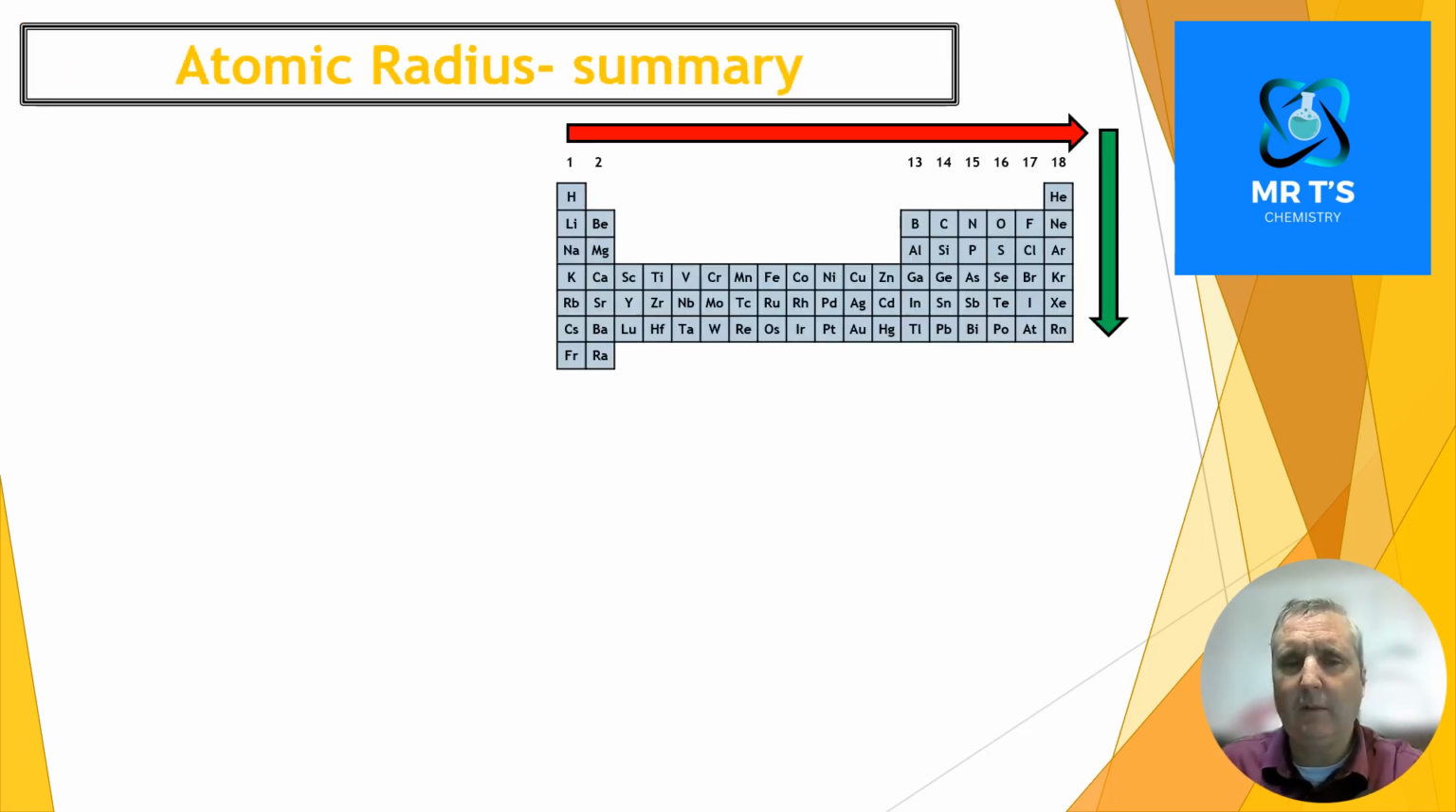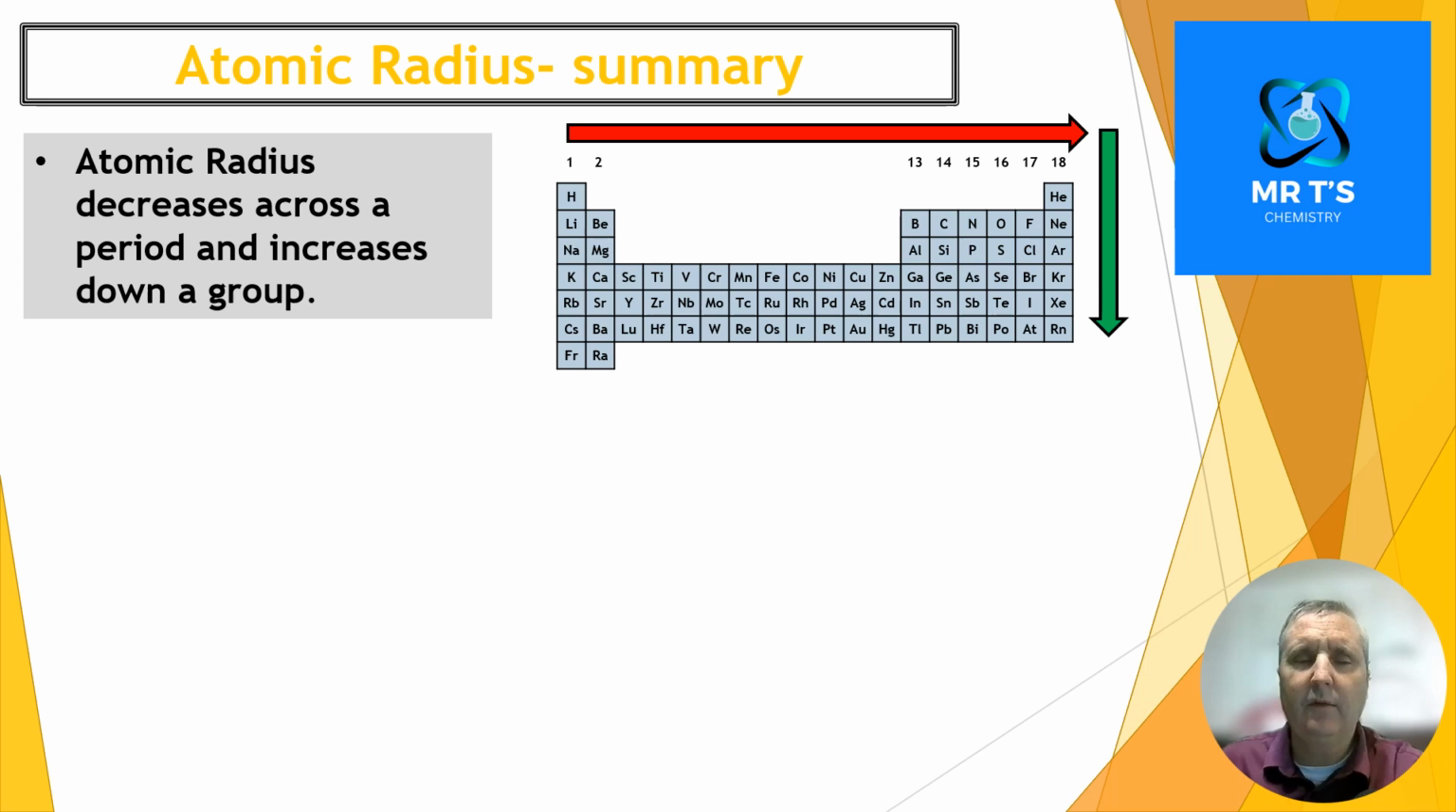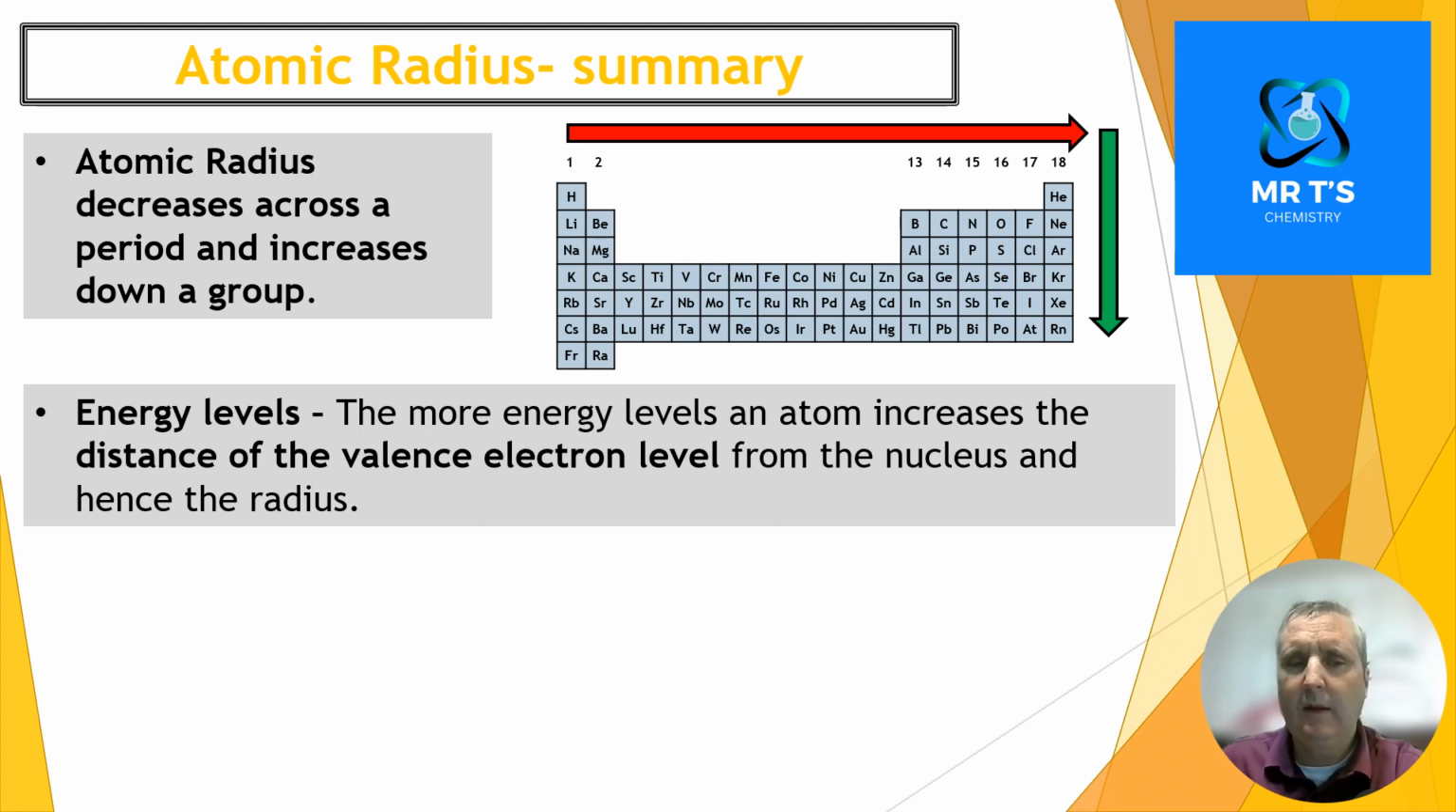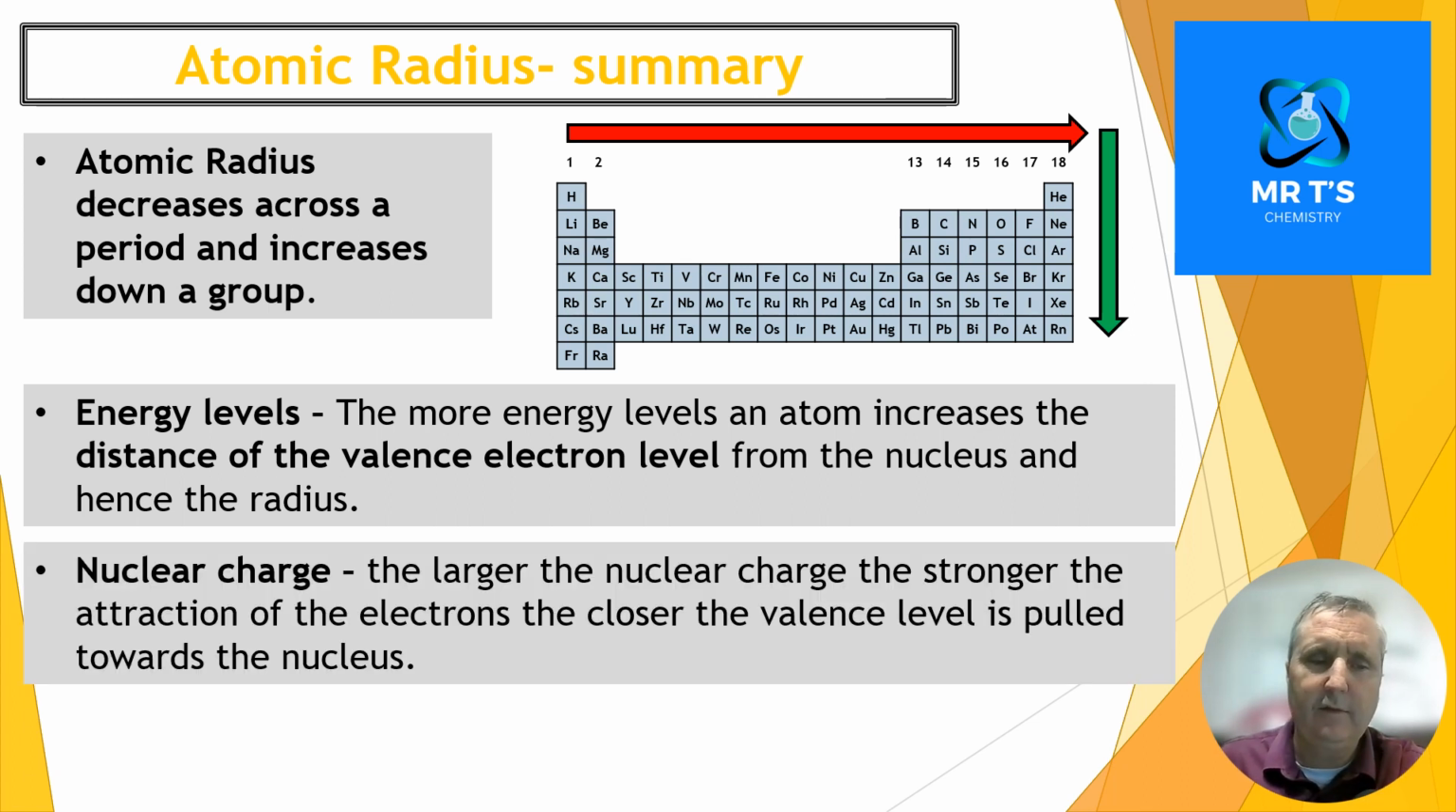So let's just summarize those again. The atomic radius decreases across a period and increases down a group. There are 3 factors that affect this. Energy levels. If you gain energy levels, which you do as you go down a group, you will increase your radius. If you lose an energy level, as you will do if you go from an atom to a positive ion, you will decrease your radius.